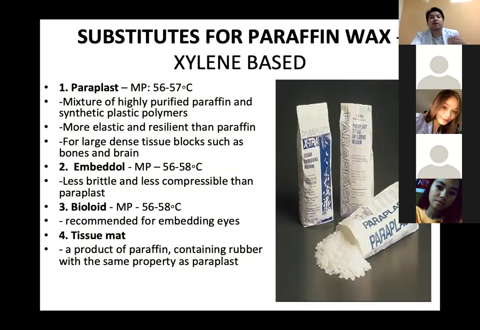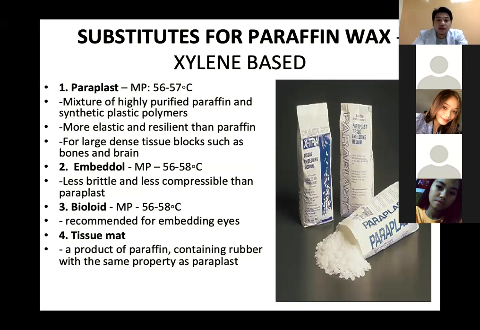So what are the other impregnating media in replacement to paraffin? So we have Paraplast. Paraplast is a combination of paraffin and a plastic polymer. Okay, so much more durable compared to paraffin. More elastic and resilient than paraffin for large, dense tissue blocks such as bones and brains. It has a melting point of 56 to 57 degrees Celsius. Okay, the downside of Paraplast is it is expensive compared to paraffin.